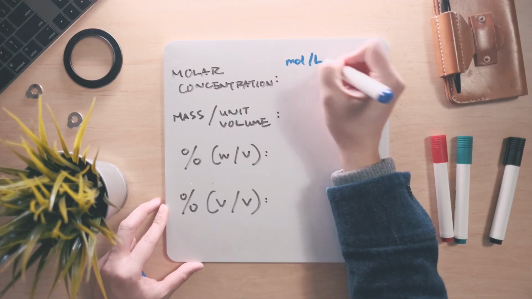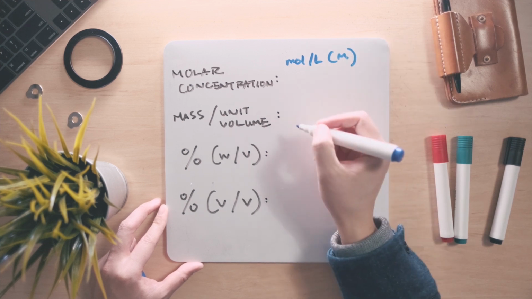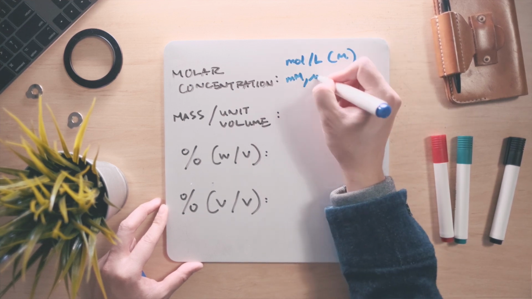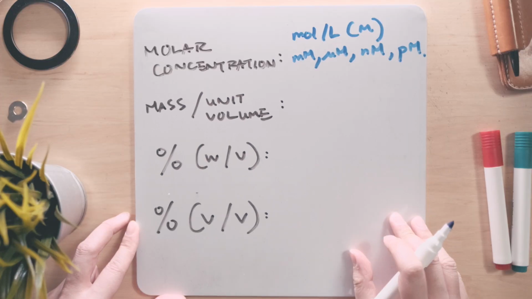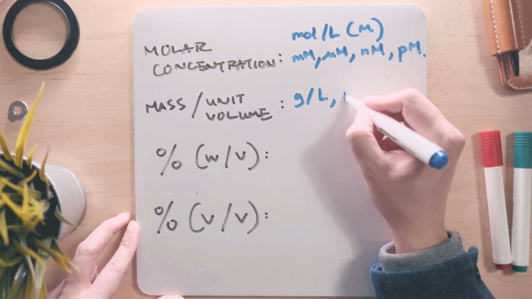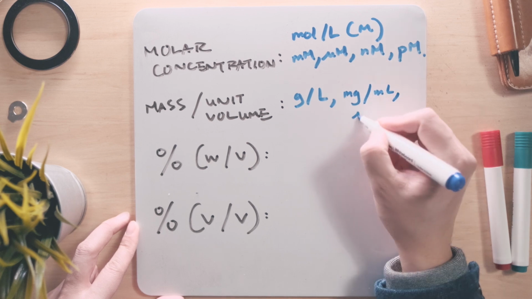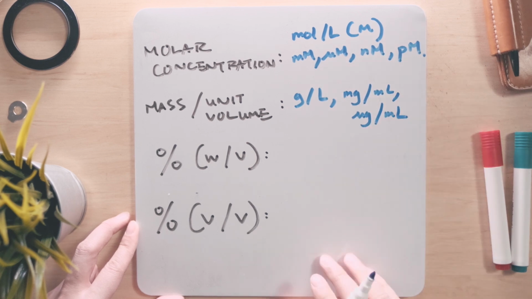Concentrations can be given in several different ways. The most common include molar concentration, and you will encounter concentrations given as moles per liter, or molar, or millimolar, micromolar, nanomolar, and picomolar. Mass per unit volume, such as grams per liter, milligrams per milliliter, micrograms per milliliter.